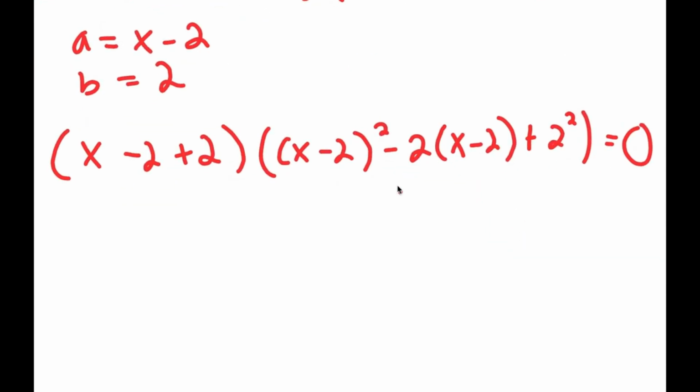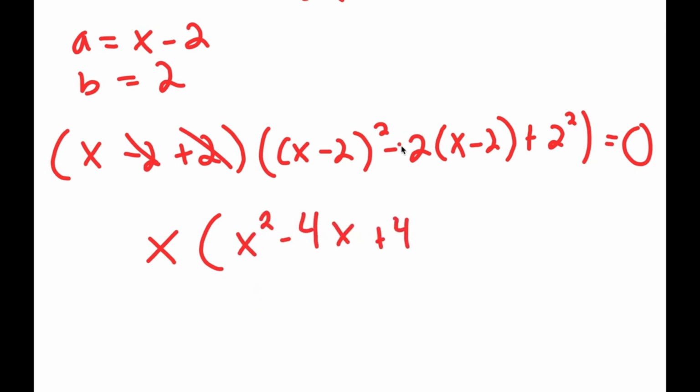Now we can simplify this. So negative 2 and positive 2 cancel out. So I get x times (x - 2)^2, which is the same thing as x^2 - 4x + 4. And then negative 2 times (x - 2), I can distribute the negative 2. Negative 2 times x is negative 2x, and negative 2 times negative 2 is positive 4. And finally I have this plus 2^2, which is equal to 4.